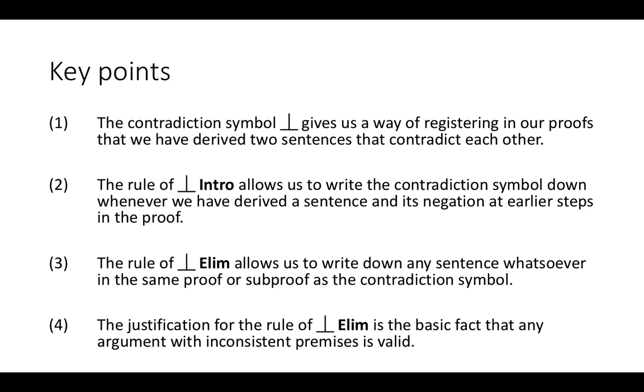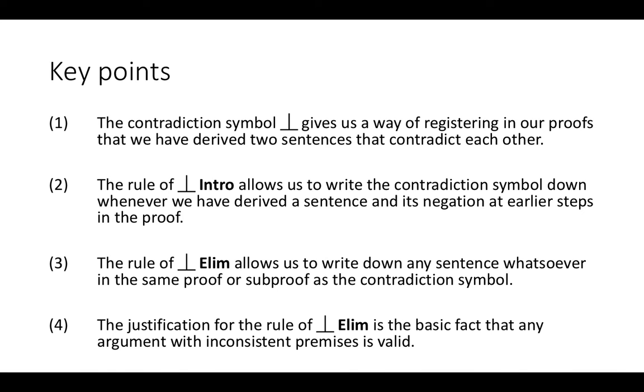With that, I wrap things up for this video. Here are the key points to remember. First, the contradiction symbol gives us a way of registering in our proofs that we've derived two sentences that contradict each other. Second, the rule of contradiction intro allows us to write the contradiction symbol down whenever we've derived a sentence and its negation at earlier steps in the proof.